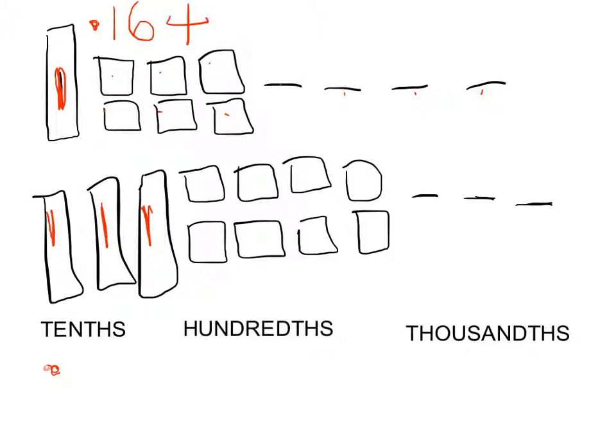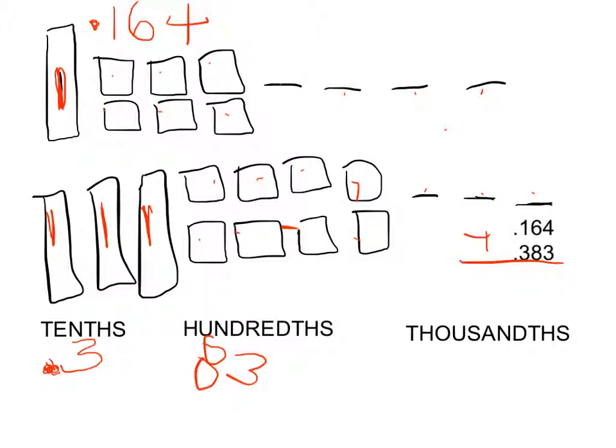Here at the bottom we have 3/10, 8 hundredths, and 3 thousandths. Now we will add 164 thousandths plus 383 thousandths.